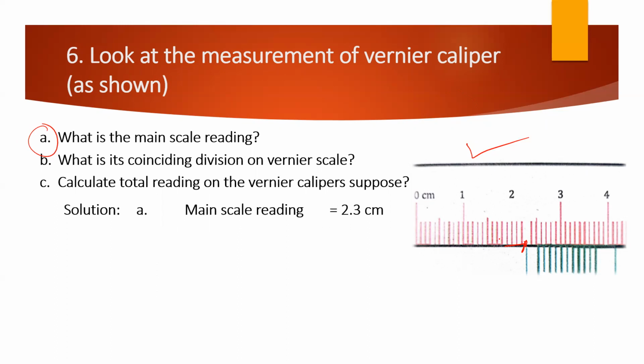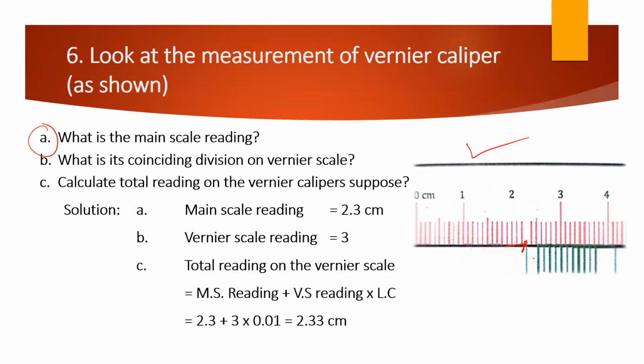Now, in the second part, they were asking what the coinciding division on the vernier scale is. If you can see, the coinciding division on the vernier scale is 3. And for the calculation, you will add the main scale reading to the vernier scale reading multiplied by the least count. So the total reading of the vernier caliper will be equal to the main scale reading plus the vernier scale reading multiplied by the least count. We will add 2.3 plus 3 multiplied by 0.01, and we will get 2.33 centimeters. That will be the final reading.